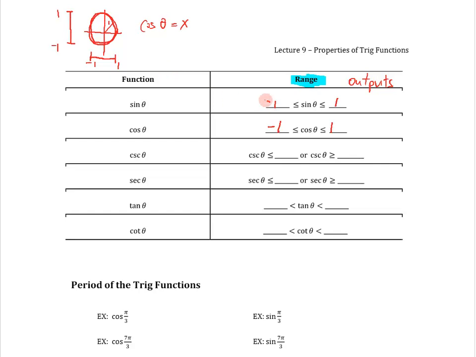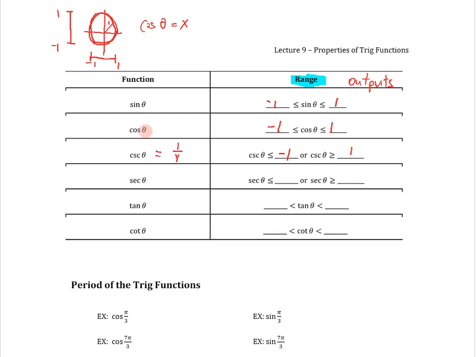Now on the other hand, cosecant, which is 1 over y, 1 over the sine of that angle. If you take the reciprocal of a number that is between -1 and +1, you're always going to be bigger than 1 or less than -1.